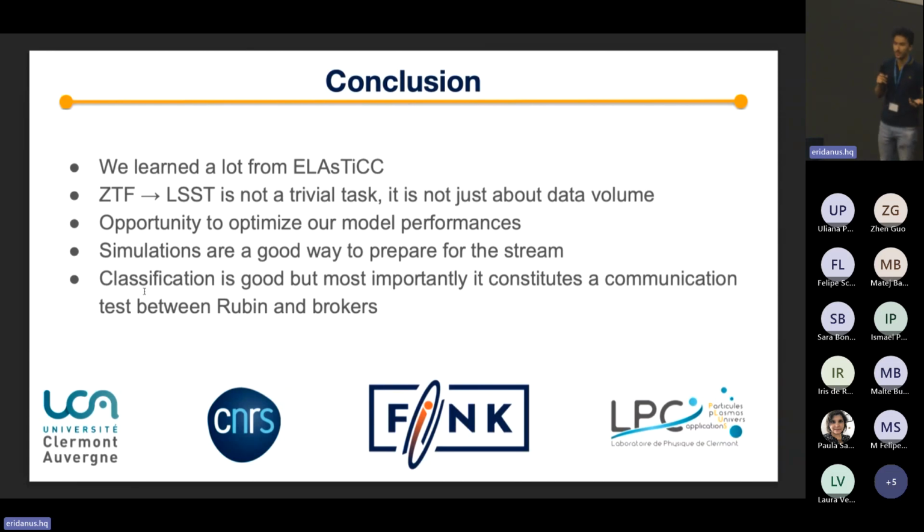So yeah, simulations overall are a good way to prepare, because we have access to some classes of data which are maybe rare or we've never seen, like the pair-instability. And finally, even if all these classification metrics are good, ELAsTiCC was also a good way for the brokers themselves to prepare their communication between Vera Rubin and the infrastructure themselves. So just for this, it was already a success.